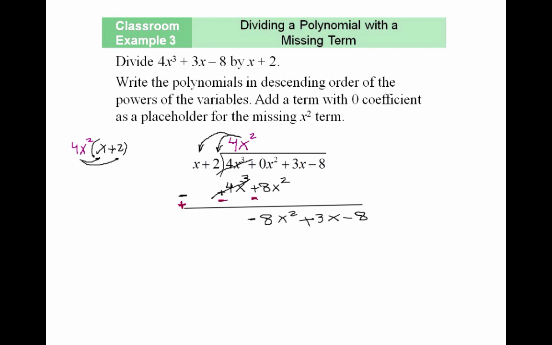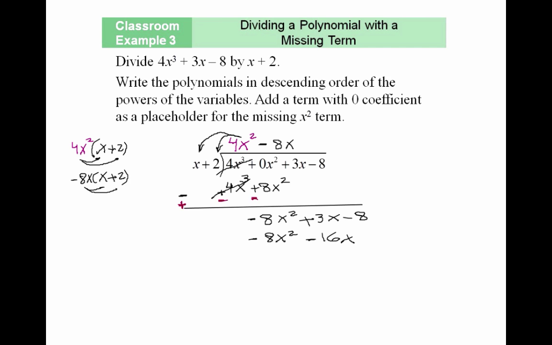Next question is, what times x gives me minus x squared? What is it? It would be minus 8x. If I distribute minus 8x with x plus 2, record it down here, I would get minus 8x to the power of 2 minus 16x.